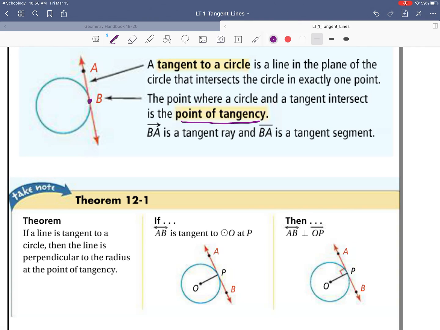So we say that ray BA is a tangent ray and BA is a tangent segment. So we have tangent rays and segments. Please add this to your handbook.